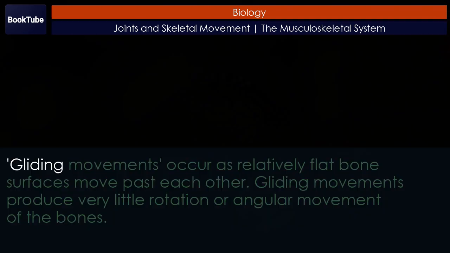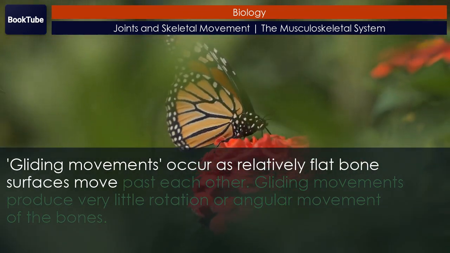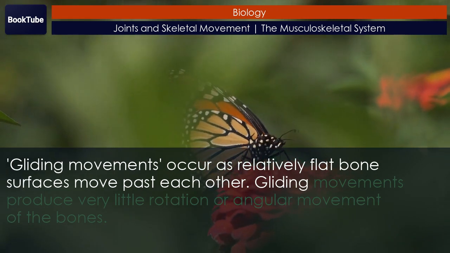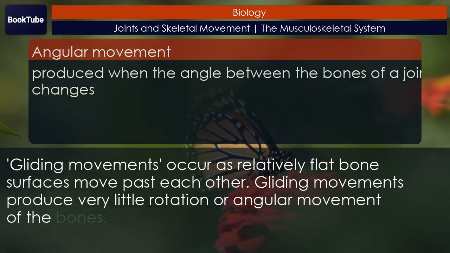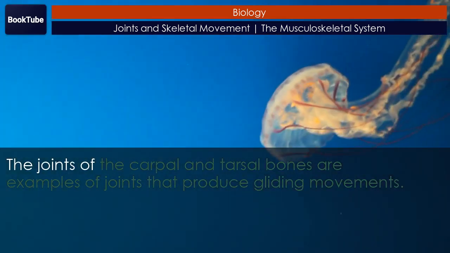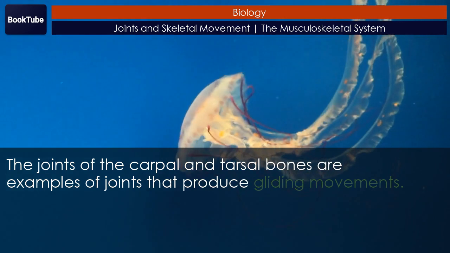Gliding movement. Gliding movements occur as relatively flat bone surfaces move past each other. Gliding movements produce very little rotation or angular movement of the bones. The joints of the carpal and tarsal bones are examples of joints that produce gliding movements.